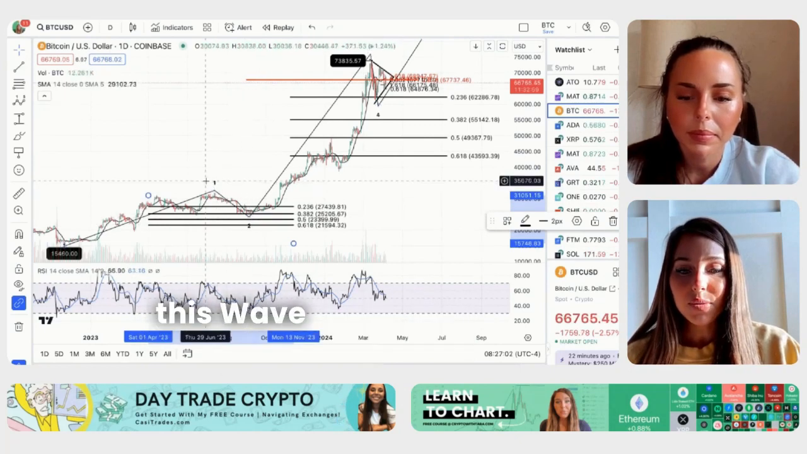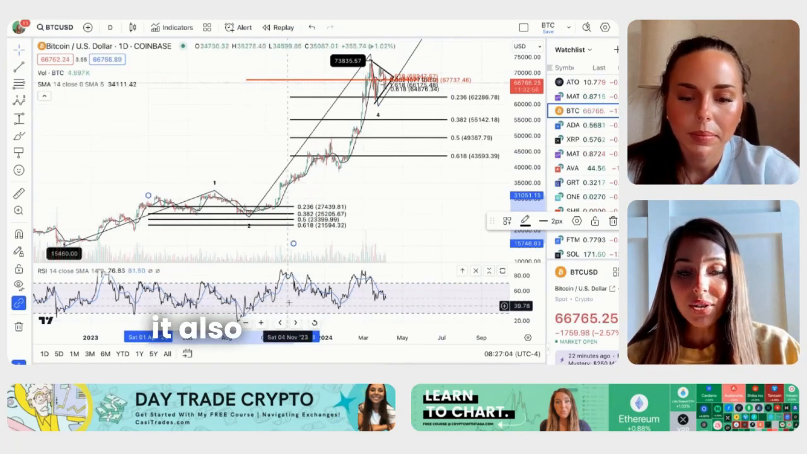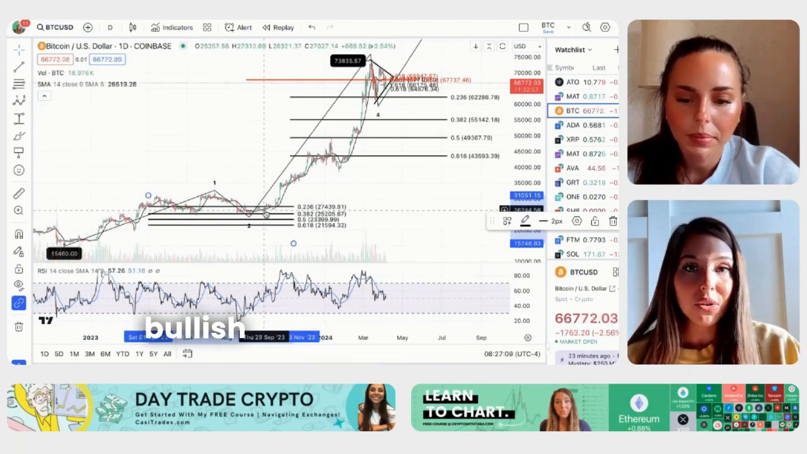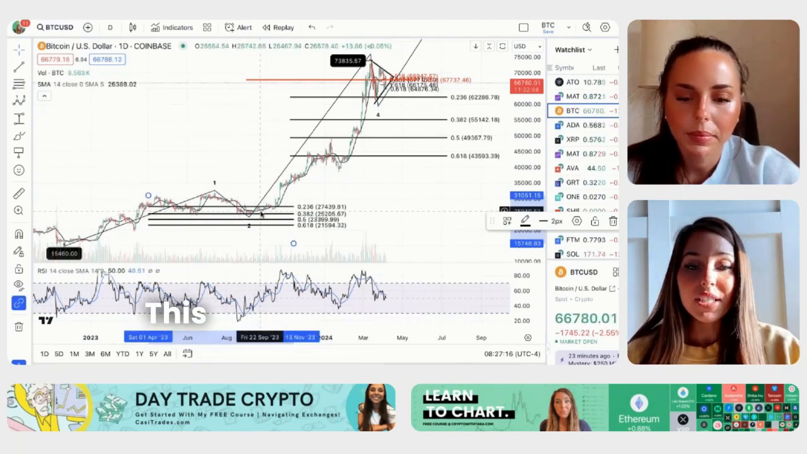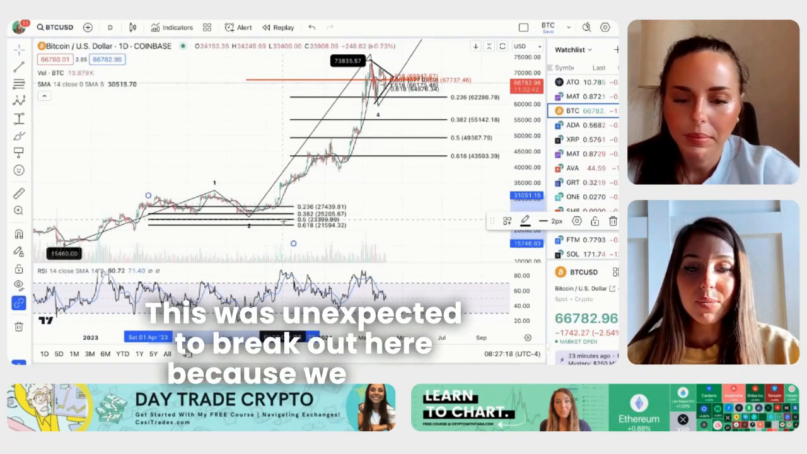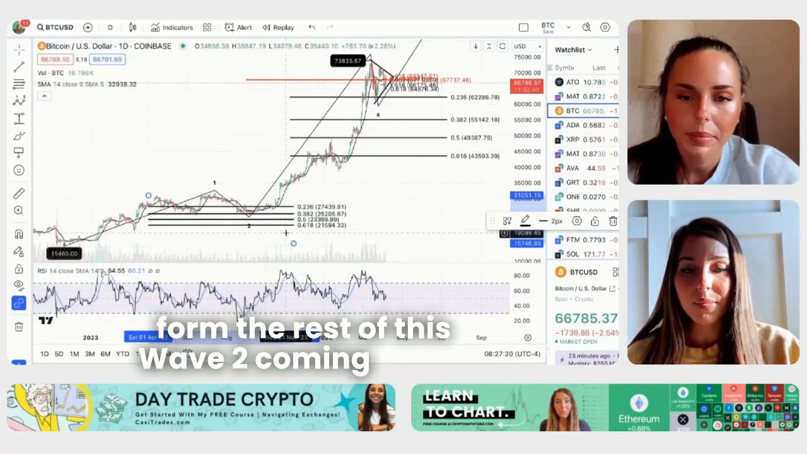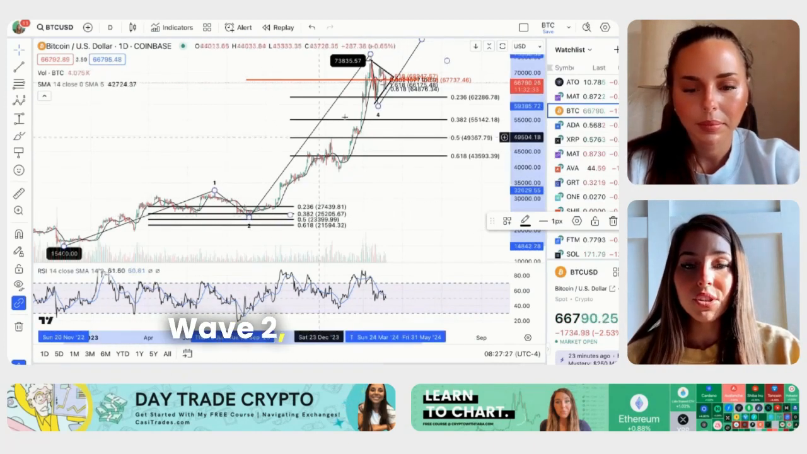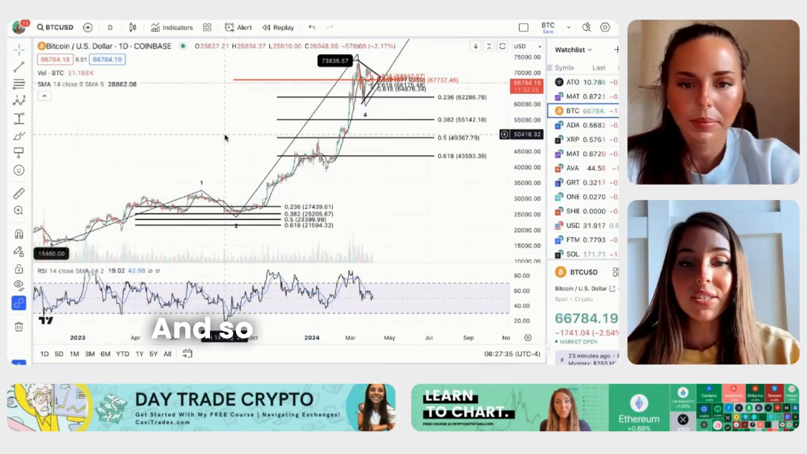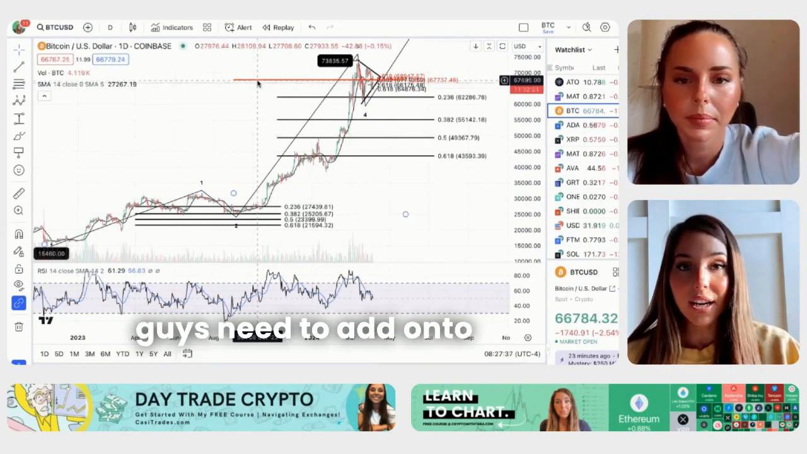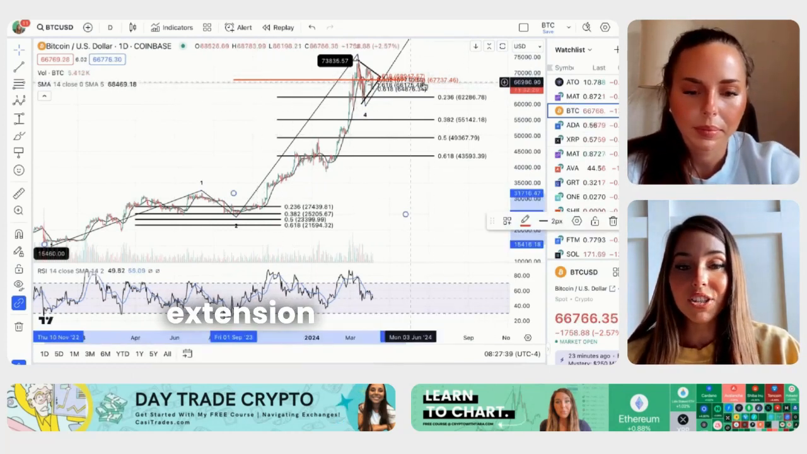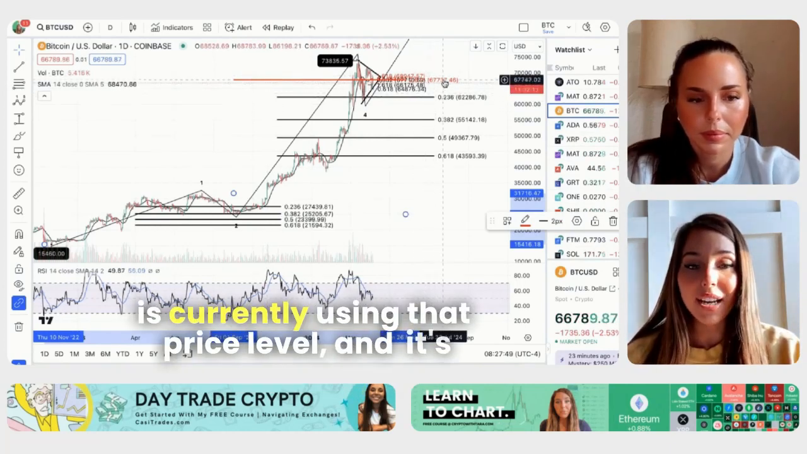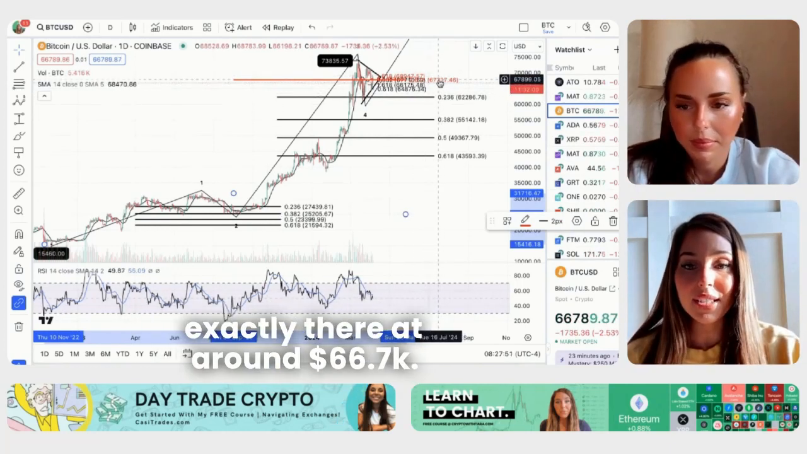On this wave 2 coming down, you can see it also formed a new low on the RSI, so we didn't get a major bullish divergence at this wave 2. This was unexpected to break out here because we didn't form the rest of this wave 2 coming down. Now that we've moved on in the market, we know this to be wave 2, and we're currently in wave 4. The first level I think you guys need to add onto your charts is this extension level up here for wave 3, because Bitcoin is currently using that price level and it's sitting exactly there at around 66.7K.